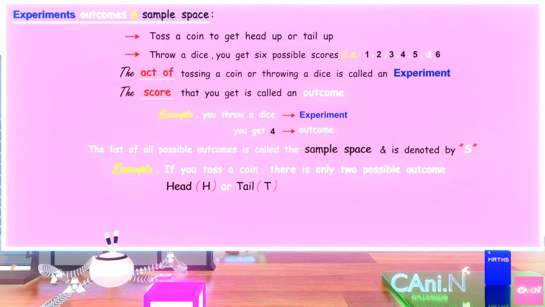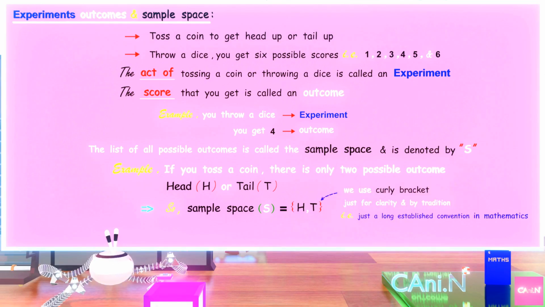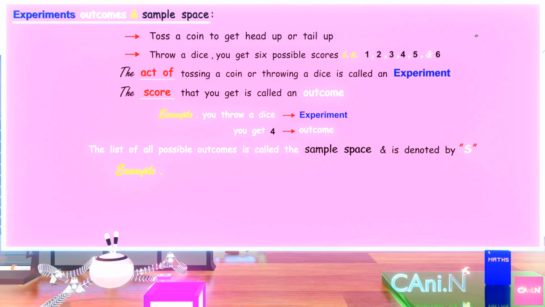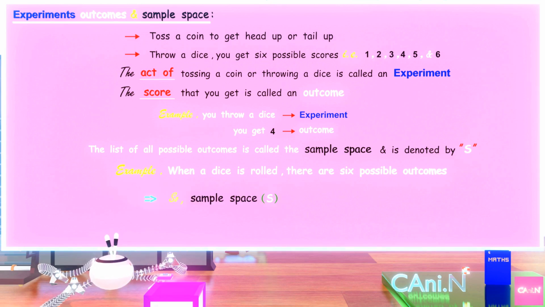Example, if you toss a coin, there are only 2 possible outcomes, head or tail. So, sample space S equals {H, T}. Here, the reason we use curly brackets is just for clarity and by tradition, that is, just a long-established convention in mathematics. Example, when a dice is rolled, there are 6 possible outcomes. So, sample space equals {1, 2, 3, 4, 5, 6}.